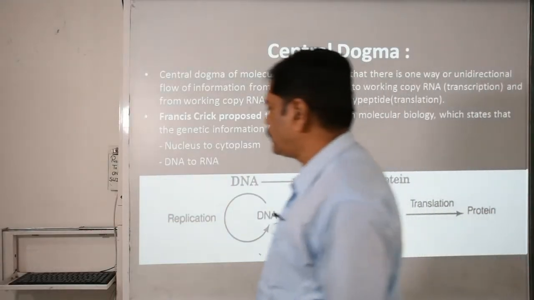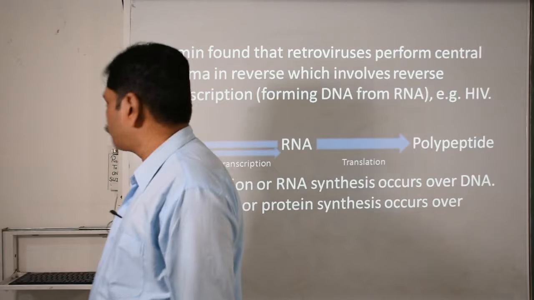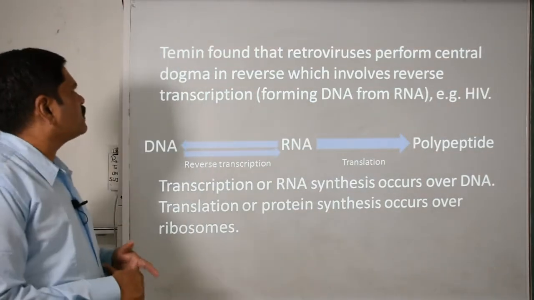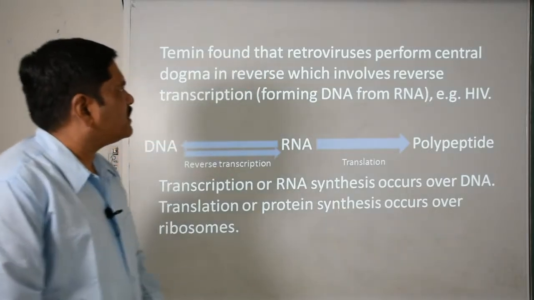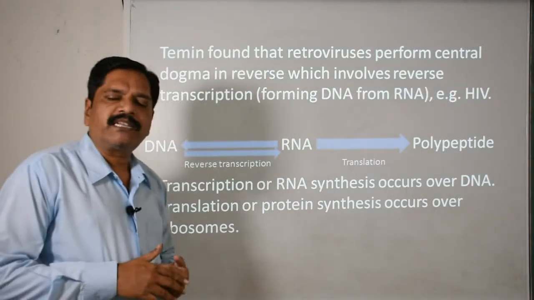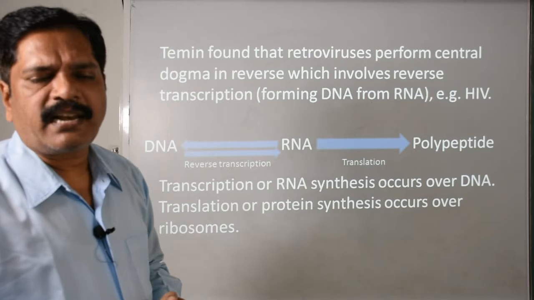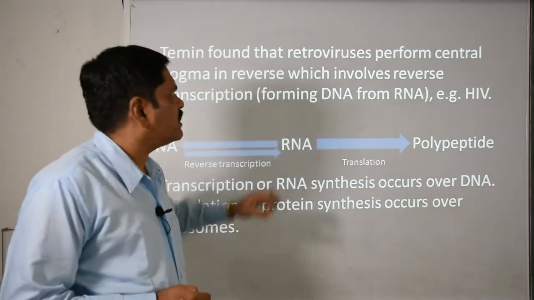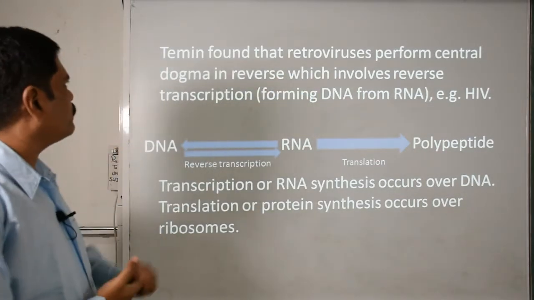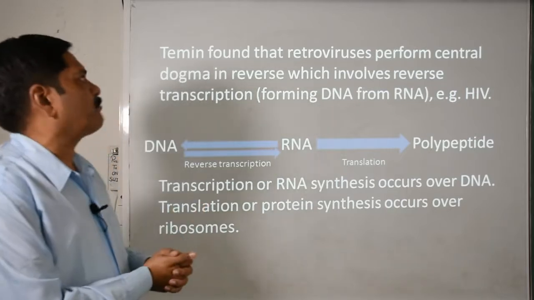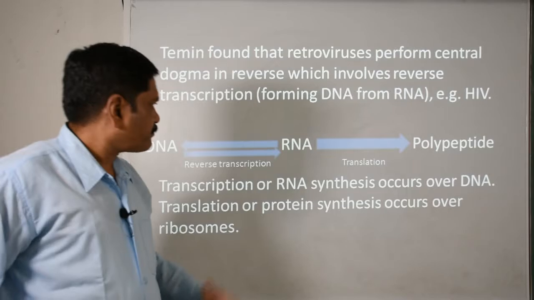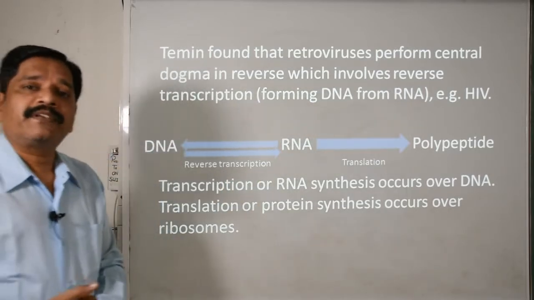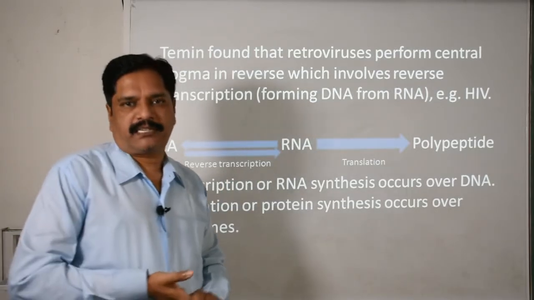So this is the speciality of the central dogma of the protein biosynthesis, clear? Now, one more scientist, Temin, found that the retroviruses, what are the retroviruses? The viruses having their genetic material as RNA, okay. So these retroviruses perform the central dogma in the reverse form, exceptionally, which involves the reverse transcription by using a specific enzyme that is called the reverse transcriptase.